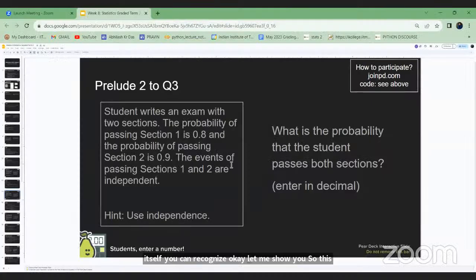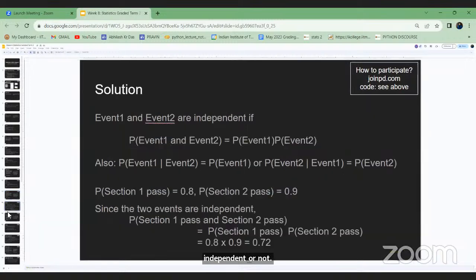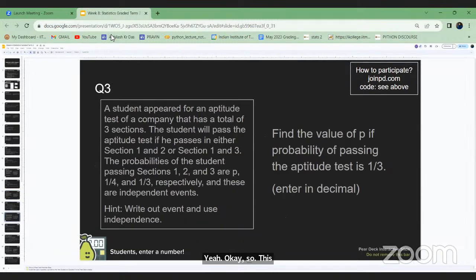So, Sir, how to identify the question is of independent event? Okay, so it will be in the language of the question itself. You can recognize. Okay, let me show you. So in this question, the hint was the events of passing section 1 and section 2 are independent. Okay, I did not show you this slide. So yeah, it will be mentioned in the question, or from the language also you can understand whether the events are independent or not. So try this question. Okay, we solved it. Yeah, try this one.